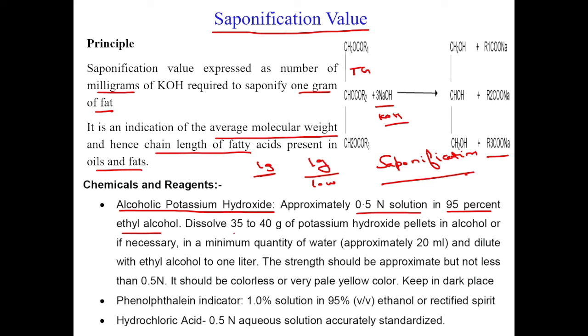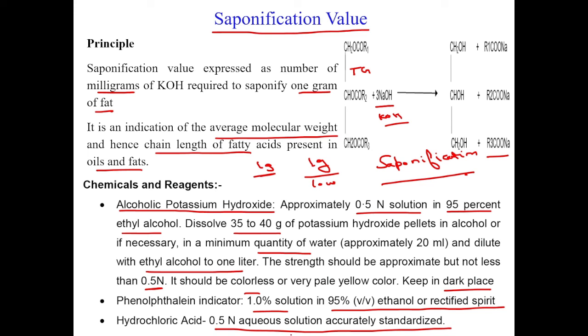For that, you dissolve 35 to 50 grams of potassium hydroxide pellets in alcohol, or if necessary a minimum quantity of water, and then dilute it with ethyl alcohol to 1 liter. The strength should not be less than 0.5 normal, and it should be colorless and kept in a dark place. Now for the indicator, as we know, a 1% solution is always prepared in 95% ethanol, and the HCl is a 0.5 normal aqueous solution that should be accurately standardized. We can use sodium carbonate to standardize the HCl.